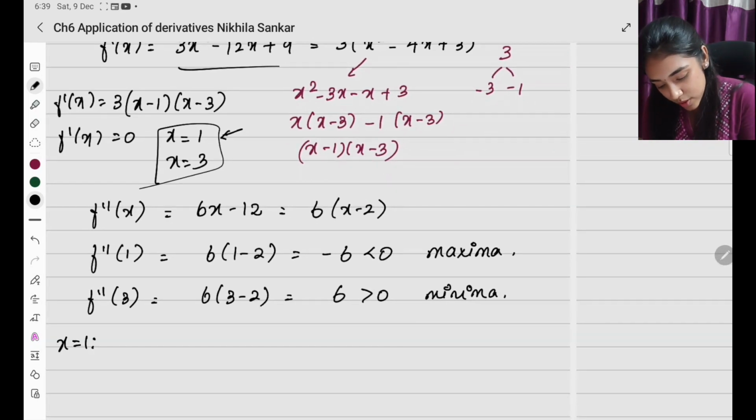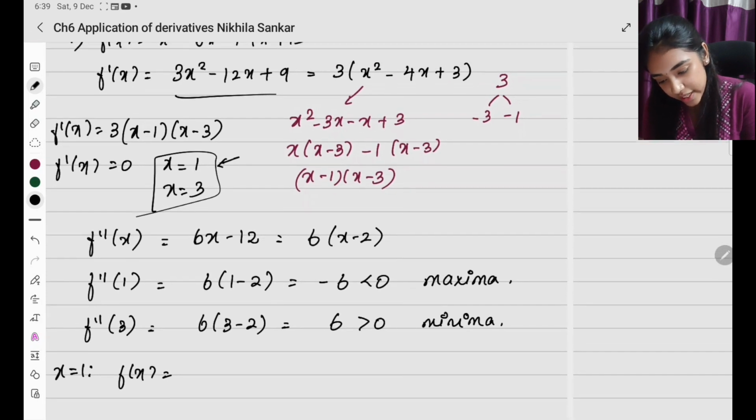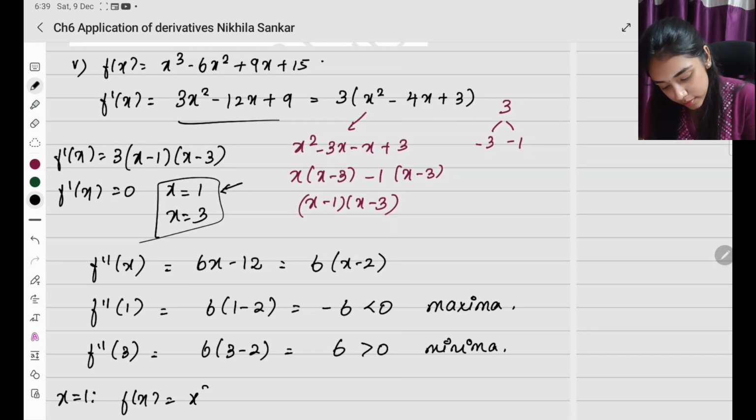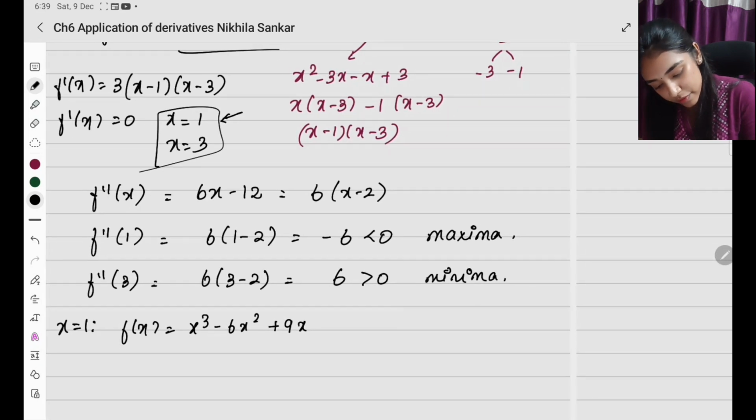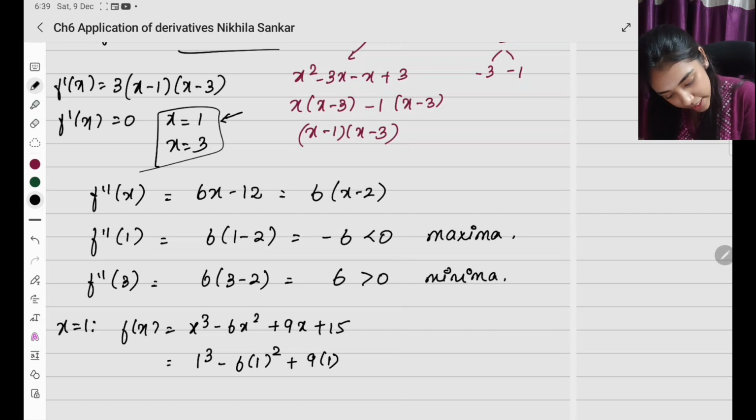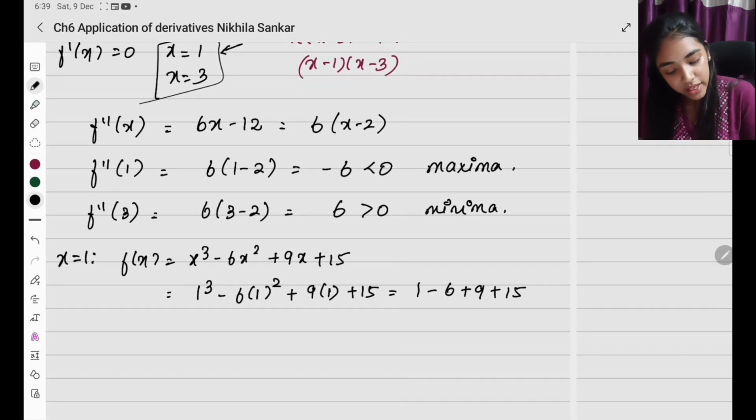So at x equals 1, what is f of x? Write the question again. x cube minus 6x square plus 9x plus 15. So when I substitute 1, I have 1 cube minus 6 times 1 square plus 9 into 1 plus 15. This is going to be 1 minus 6 plus 9 plus 15. So I have 9 plus 1, 10, 10 plus 15, 25, 25 minus 6 is going to be 19.